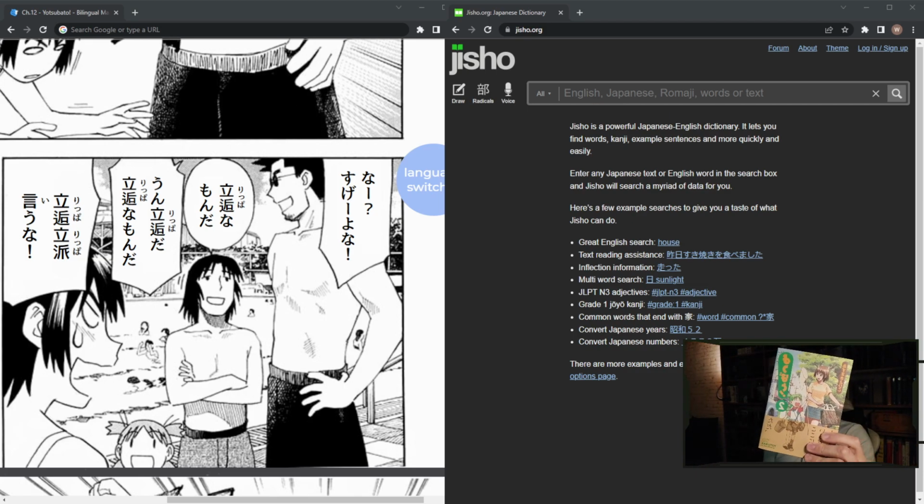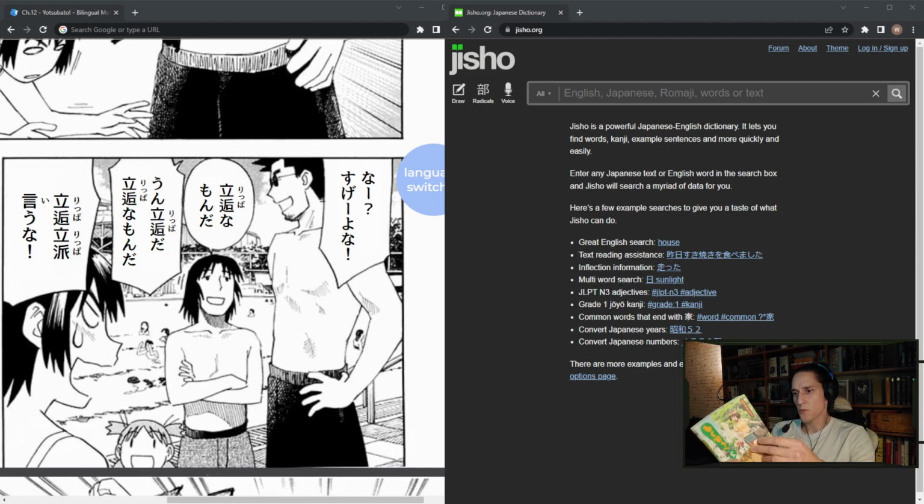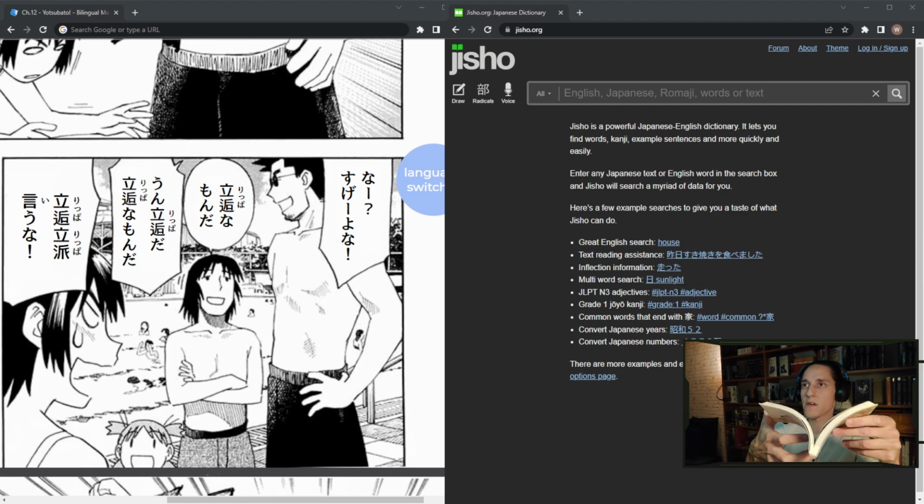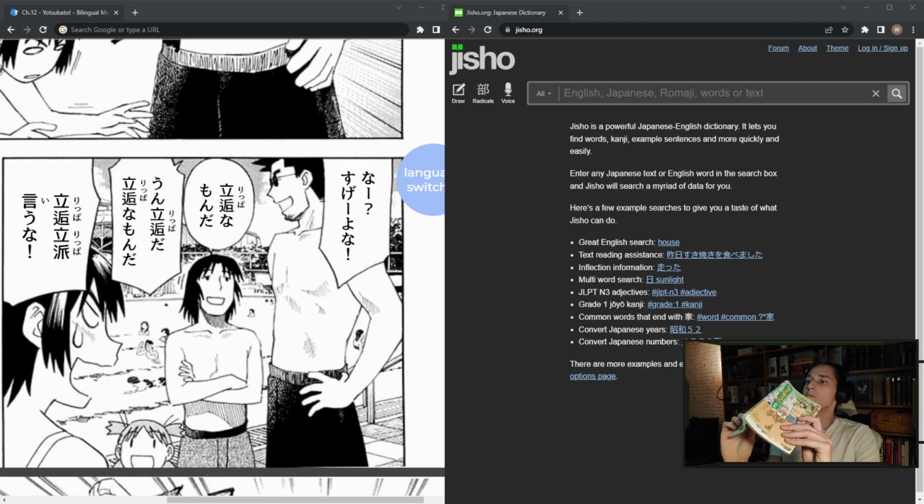Yotsuba to Manga Volume 2, and I'm somewhere here. I'm on page... oh, they don't have page numbers? Interesting. Yeah, I'm like here, so like 60% progress.